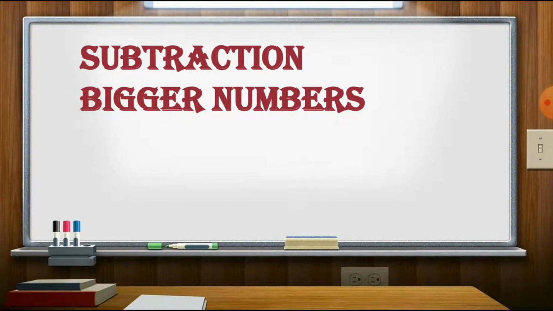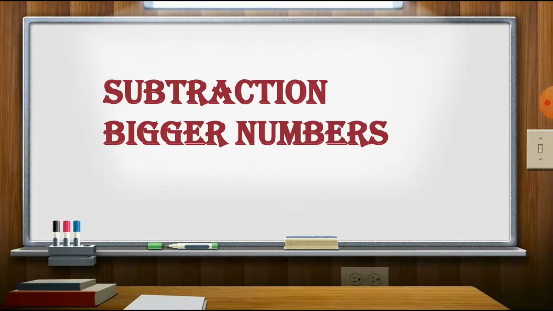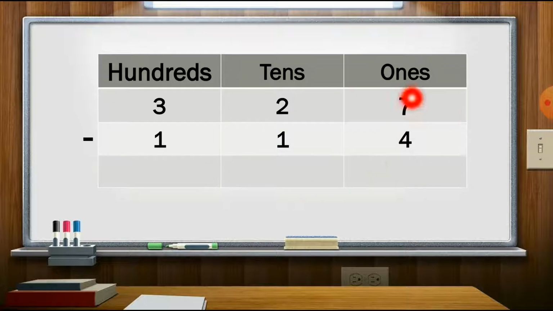Now let's start the new topic, which is subtraction of bigger numbers. This is also the name of our chapter and a topic of this chapter. So let's start. Here are the ones column, tens column and hundreds column. We always subtract column-wise, and it is helpful to us.